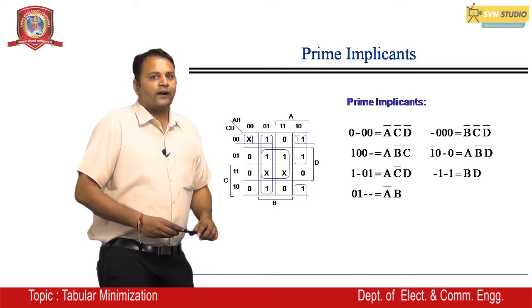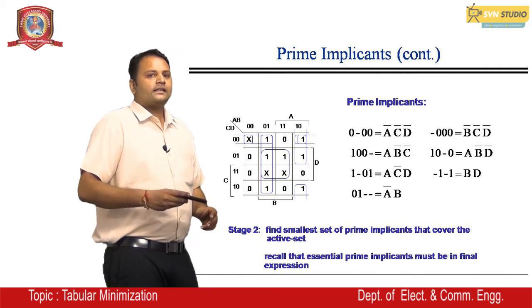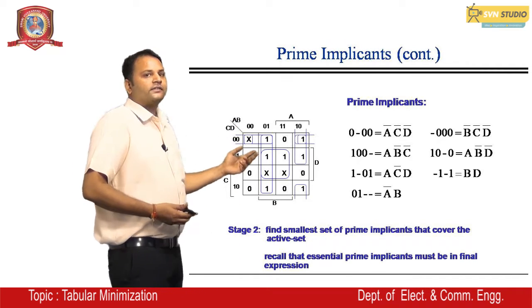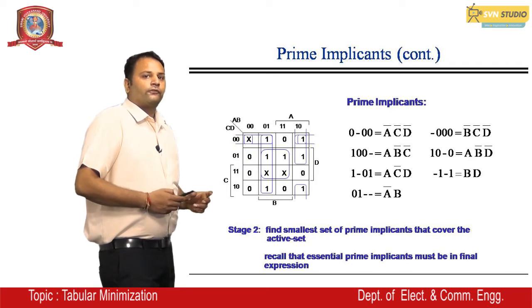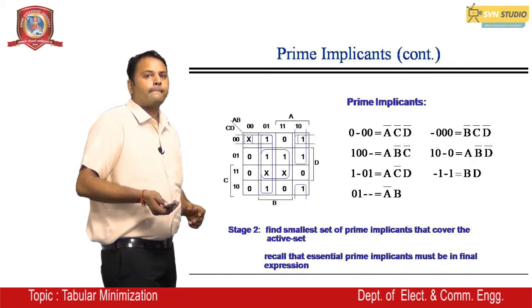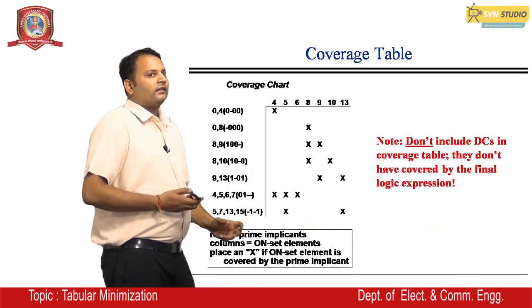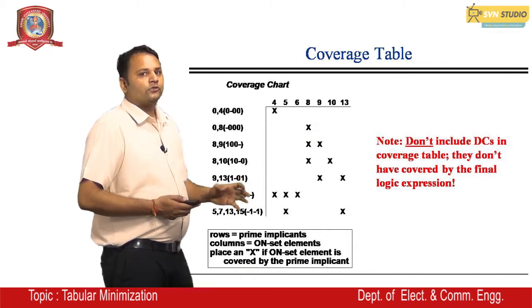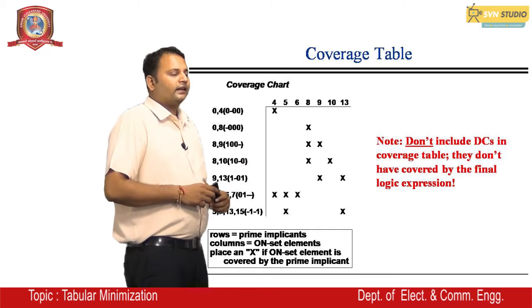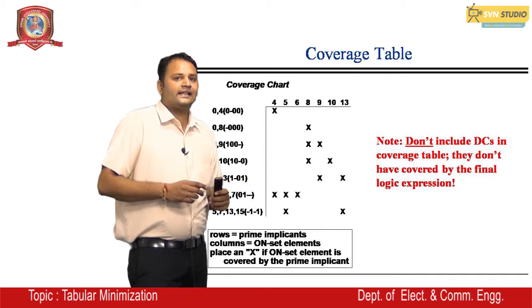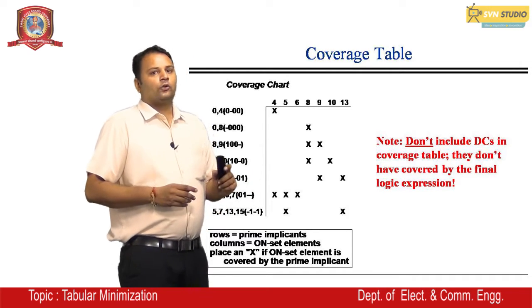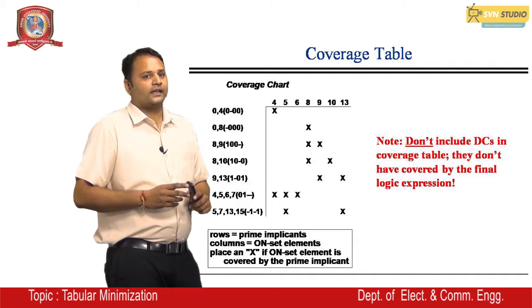Now we will find out the prime implicants. You can see that there are prime implicants which have been used. So the value is coming here. Next, the coverage table. We will make a coverage table where all the possible values are used. Note that we don't include DCs in this coverage table, as they don't have to be covered by the final logic expression.